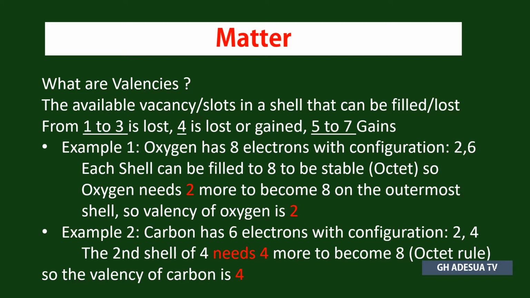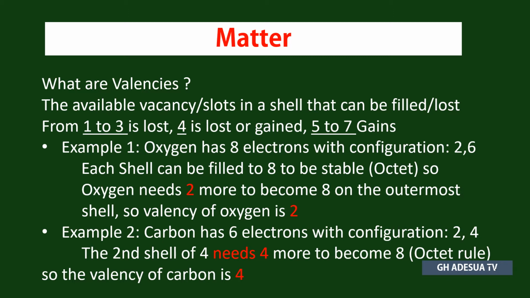So the example I've given, oxygen has 8 electrons, and the electronic configuration is 2, 6. Oxygen has 8, so 2, the last one will be 6. Now, each shell can be filled to 8 to be stable. That's the octet rule. So when you are filling, you fill 2, 8, you don't continue to the next shell, 8. Now, for the shell to be stable, it has to obey what we call the octet rule, or having 8 electrons on the outermost shell.